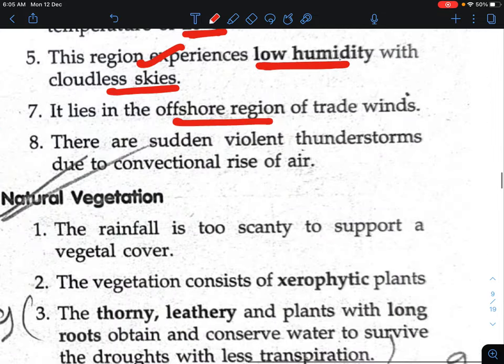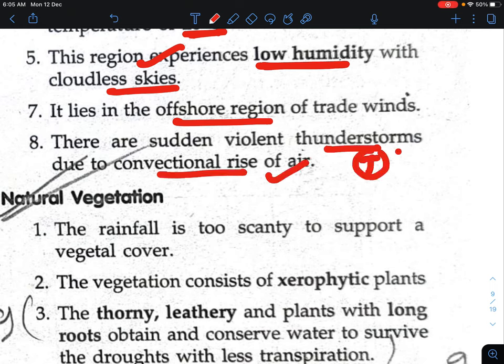After that, there are sudden violent thunderstorms due to the convectional rise of air, because of the increase in temperature.